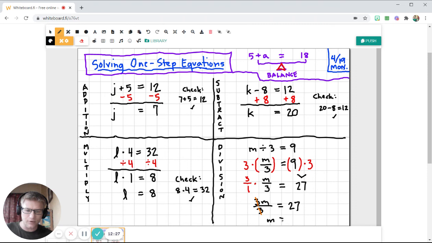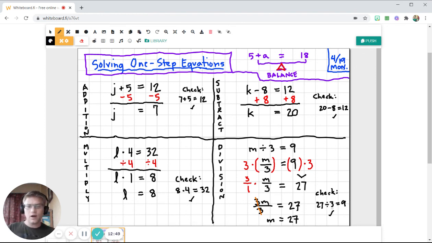And that one took a lot more space than the other ones. These are the hardest ones to do with one-step equations. So m equals 27. And then over here, I'm running out of room, but we're going to check it. And checking it will actually work better, actually won't be that hard. Is 27 divided by 3 9? Well, yes, it is. Ta-da!